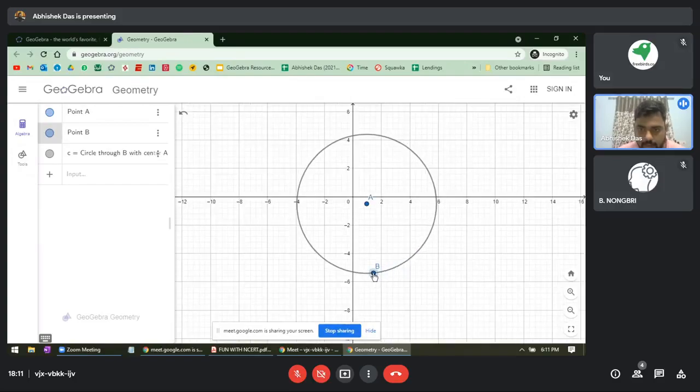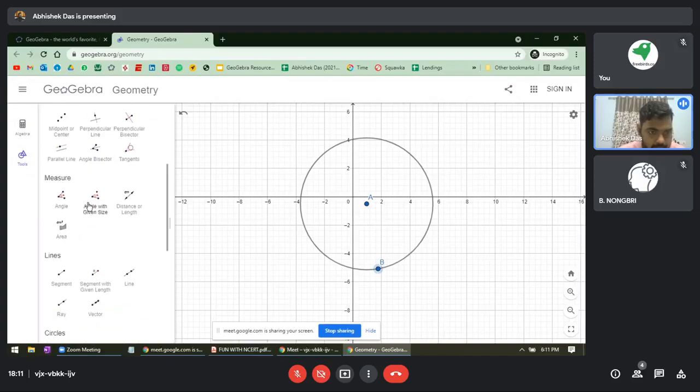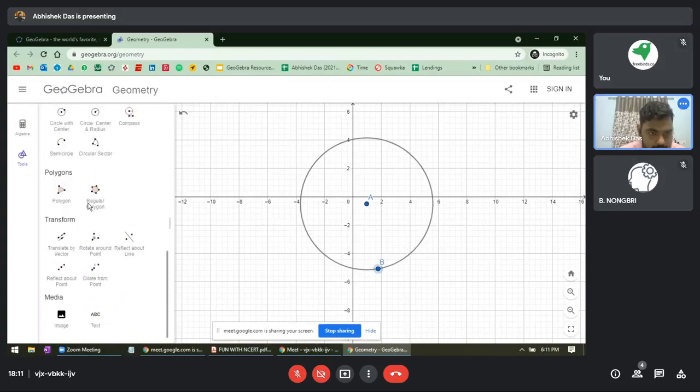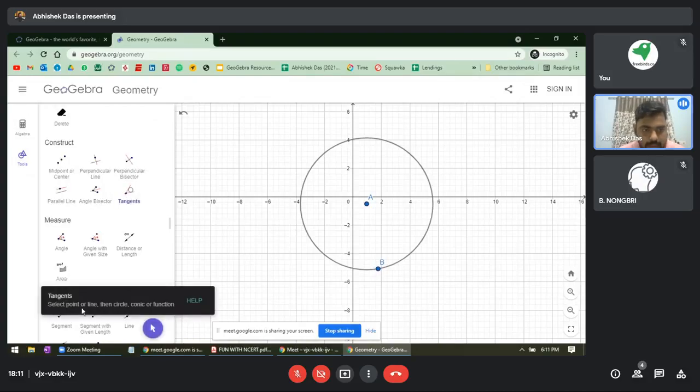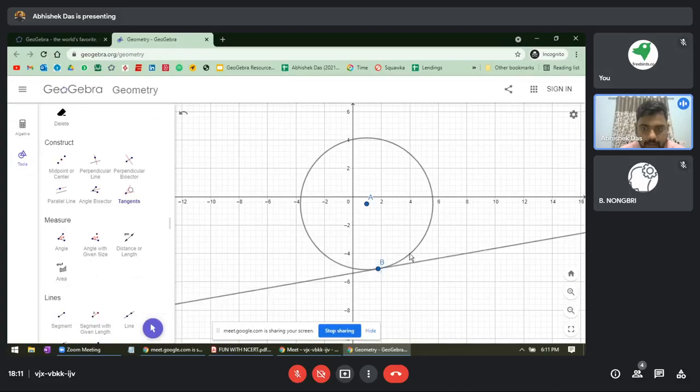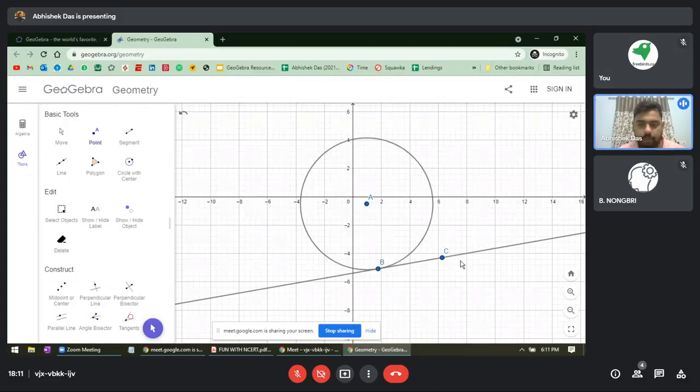Let me drag this point B out here, and through this point, we'll try to draw a tangent. Now, the tangent function should be over here. Yes. Select point or line, and select this point, and then the circle will give the tangent. Now, if I join AB, and let me take a point out here on this tangent, let's say this is C. This ABC should be equal to 90 degrees.